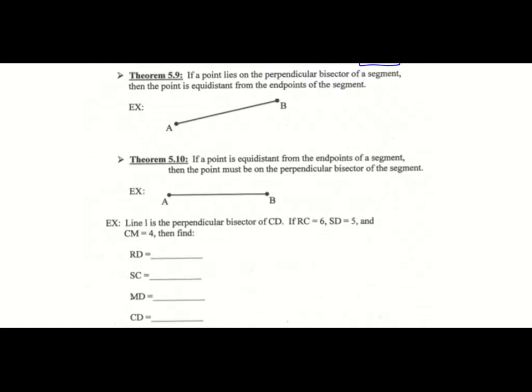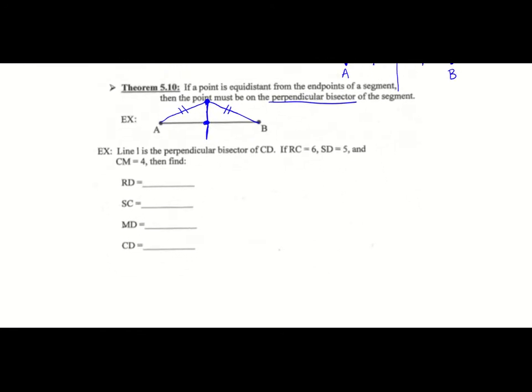So let's look at an example below. Okay, so we got to draw our picture. And our picture looks like this. We have segment CD and line SR. CD. Okay, it says line 1 is the perpendicular bisector of CD. So this is line 1.